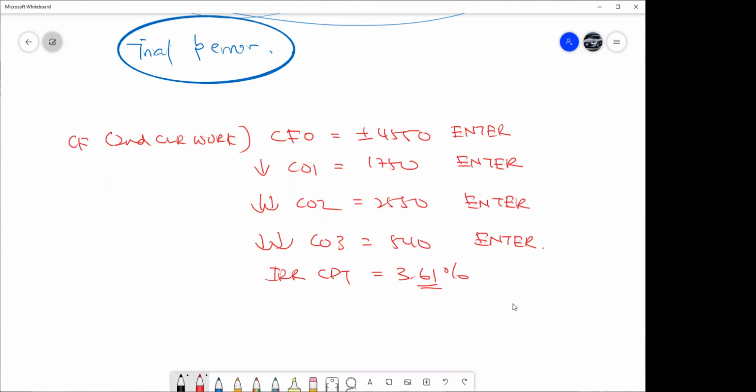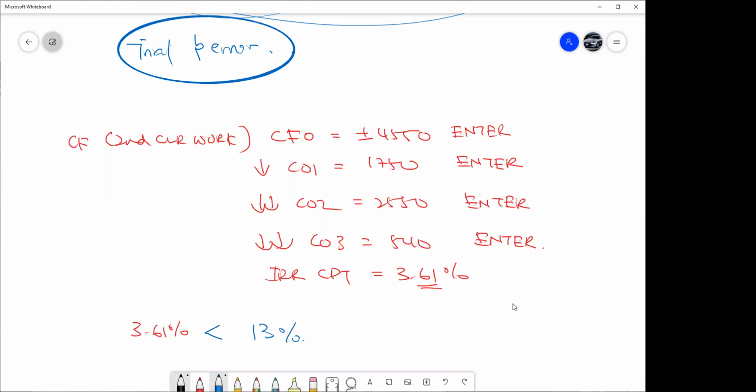Practice it yourself. I can't babysit one by one. So now it's already nearing the end. Yes, you reject. Why? Because 3.61 is less than the expected return. If it equals the required figure, you can still accept. Equals to or more than, you can accept, no worries.